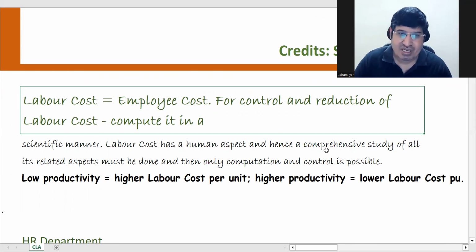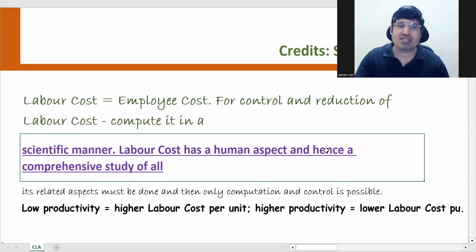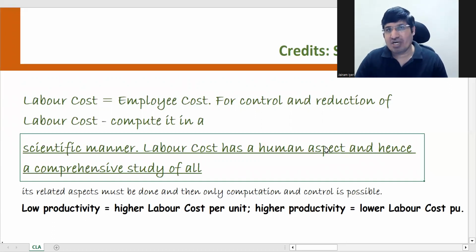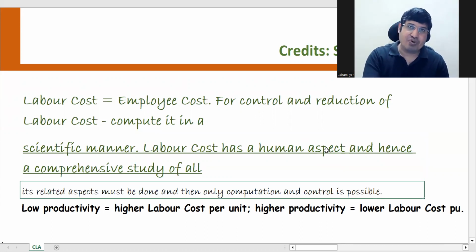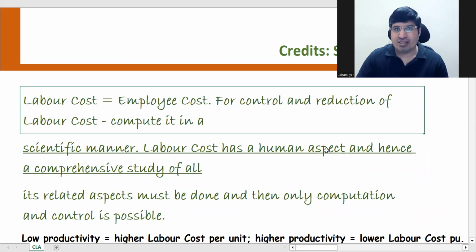Which is why, first thing from a labor cost point of view is you have to compute it in a scientific manner. If you compute your costs and write it in a scientific manner, only then you can control it. You will know where you have spent more. If you have not written it down properly, then you will not be able to reduce it. So you have to write it down in a proper organized manner. Only then you can compute it and control it properly.